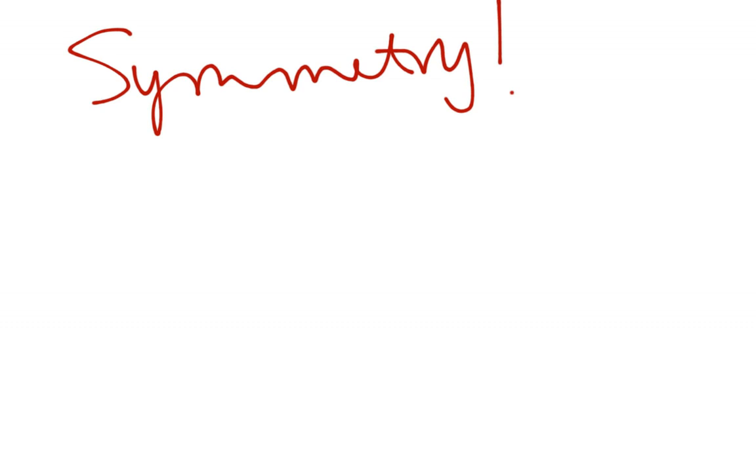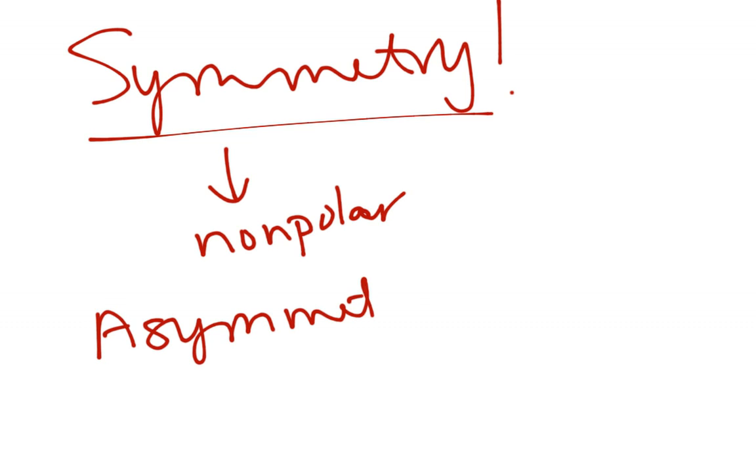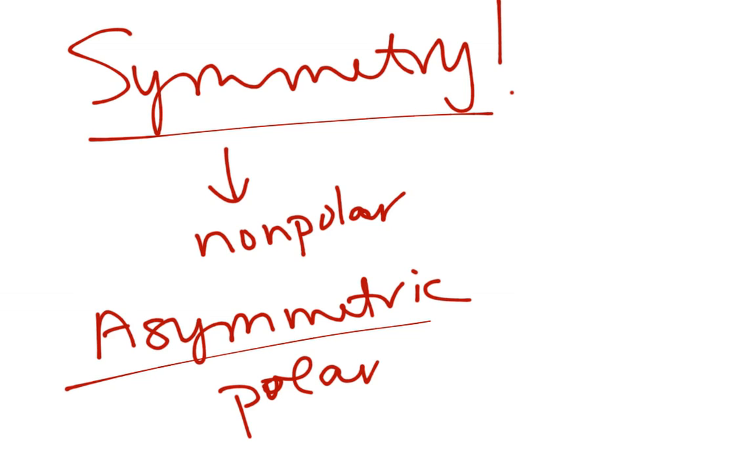The way that we're going to determine whether it has a partial negative, partial positive or not is symmetry. So we are going to look at our molecule. If it is perfectly symmetric, it will be nonpolar. If it is asymmetric, it will be polar. It will have something that's pulling harder than everything else. You can just remember that by remembering SNAP: symmetric, nonpolar, asymmetric, polar. So let's look at a couple of examples here.